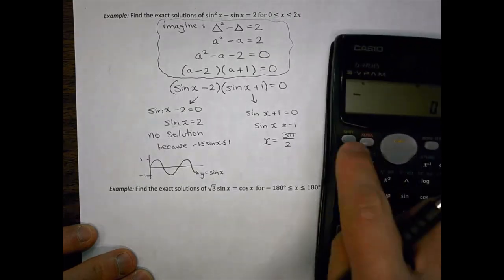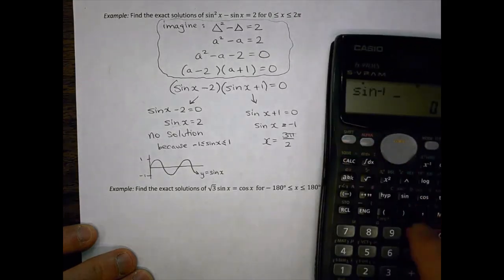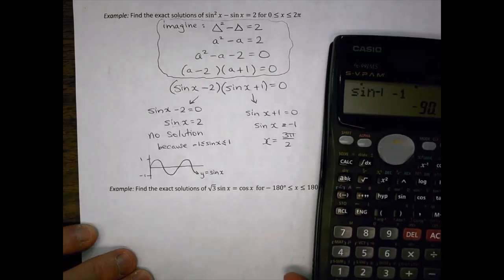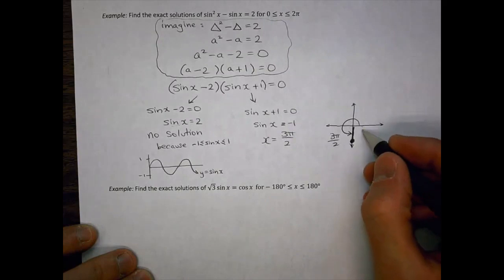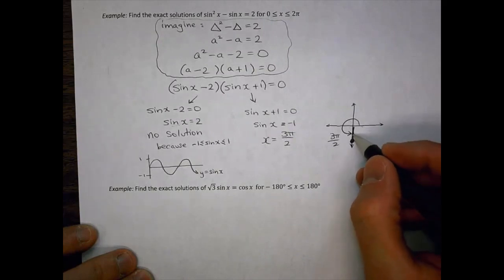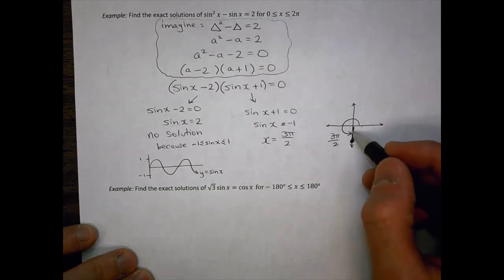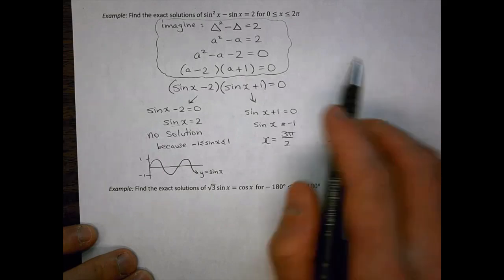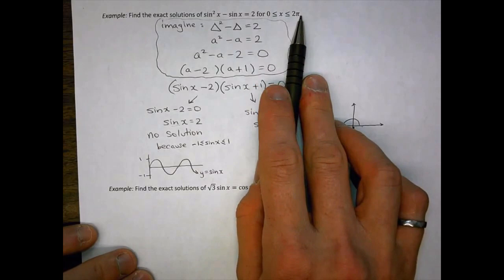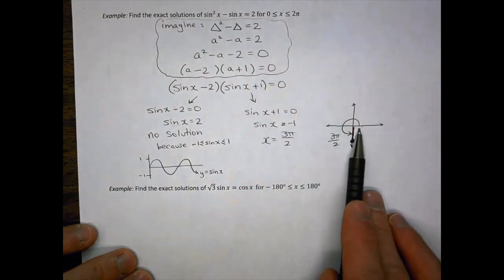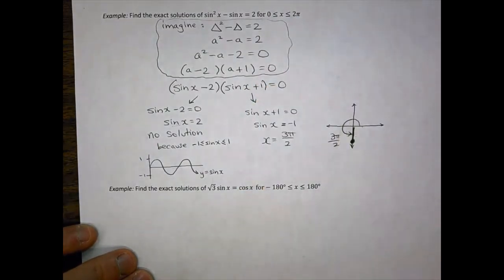If you wanted to, you could have gone shift sine negative 1. What are your answers going to be? Negative 90. You've got to do some thinking if you're going to use your calculator. That means that you've gone this way. But negative 90 is not a valid answer. The valid answer has to be between 0 and 2 pi or 360. So that's why I had to use 270 or 3 pi by 2. Neat.